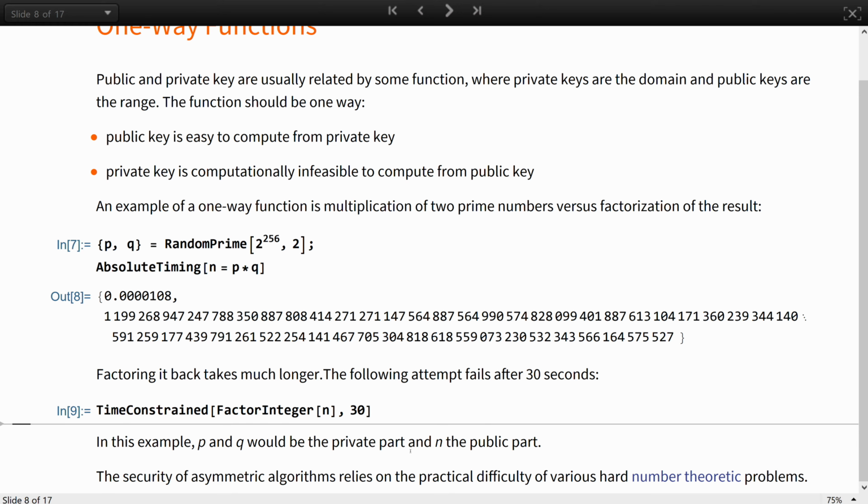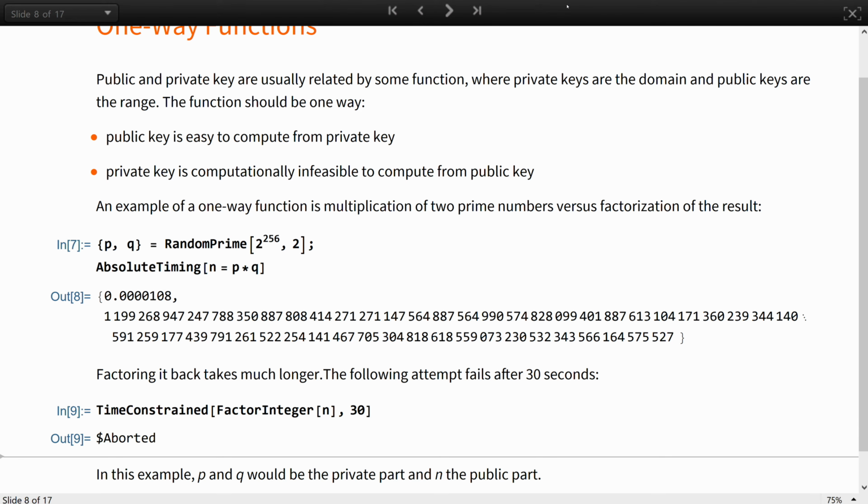The security of asymmetric algorithms relies on the practical difficulty of various hard number theoretic problems. The RSA algorithm, for instance, relies on the practical difficulty of prime factorization, as just explained, and other algorithms like elliptic curve cryptography, Diffie-Hellman, and ElGamal rely on different problems and one-way functions, particularly in abstract algebra, some of which will be covered later on.